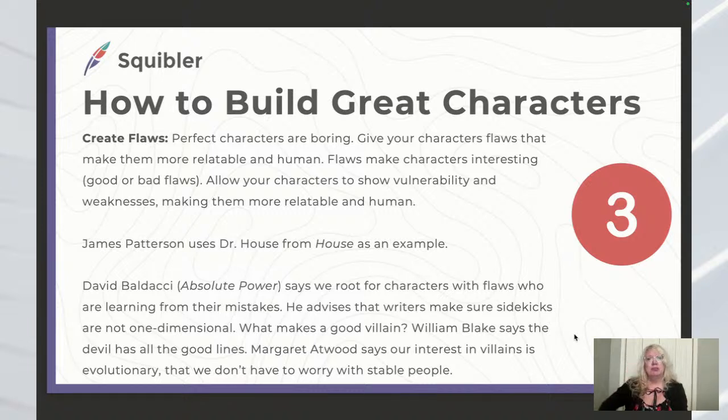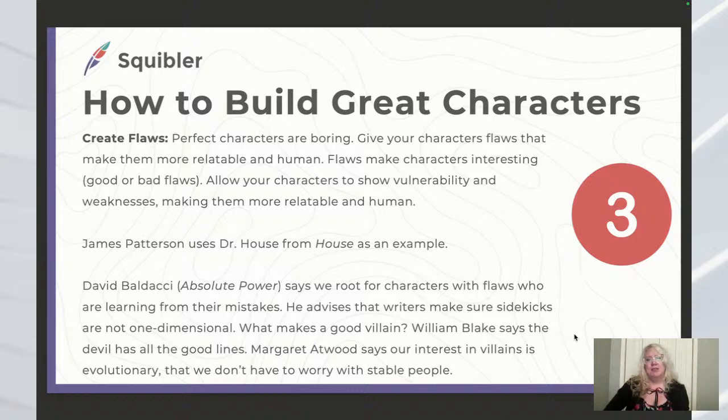David Baldacci says we root for characters with flaws who are learning from their mistakes. And that's key. They need to be learning something. A lot of villains don't when you're watching films or you're reading a book. The villains stay static, but we like to see characters learning. He advises that writers make sure that sidekicks are not one-dimensional, and James Patterson says this as well with secondary characters. So make sure that if your primary character has a sidekick, they're not one-dimensional.